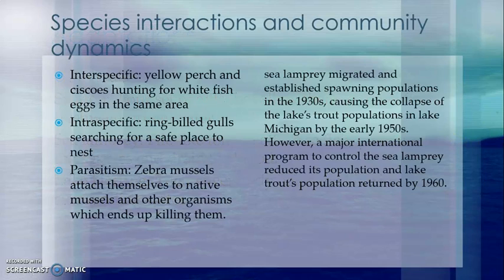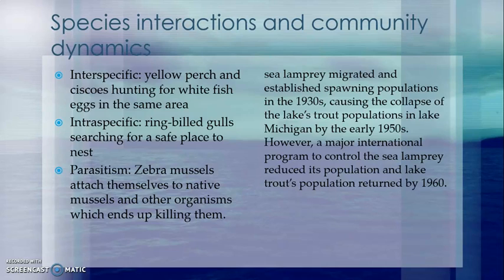Species interactions and community dynamics. Some of the species interactions I found are interspecific, where a yellow perch and ciscoes are hunting in the same area for whitefish eggs, and whitefish eggs are a primary part of their diet. Sometimes you'll also find other whitefish hunting for whitefish eggs. So intraspecific, a ring-billed gull searching for a safe place to nest, so they'll compete with each other to find a safe place to nest for that season.